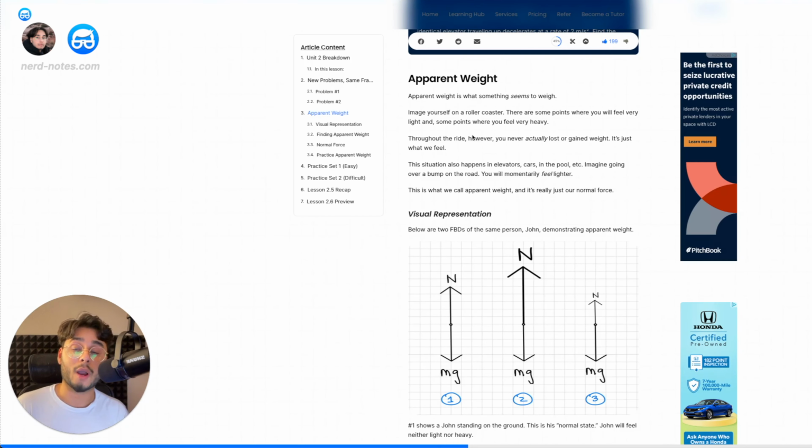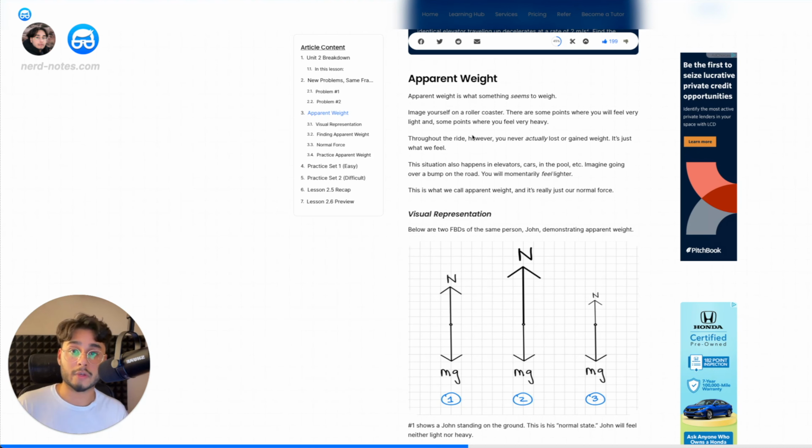Hey guys, in this video, I wanted to cover apparent weight, what it is, and how to solve problems with it. Let's start off by talking about what apparent weight is. Apparent weight is simply what you feel like you weigh. So let's say you weigh 1,000 newtons. That's your actual weight, okay? Your weight, again, is your mass times gravity, okay?